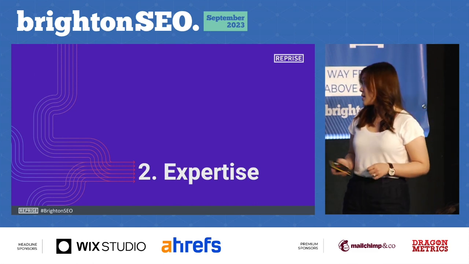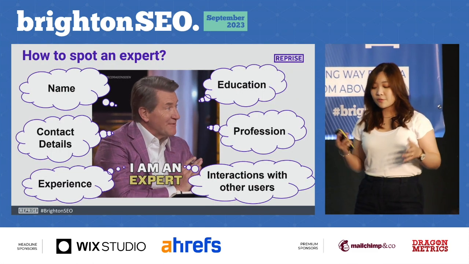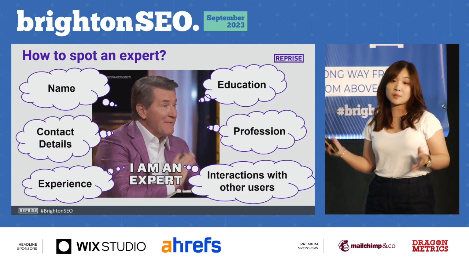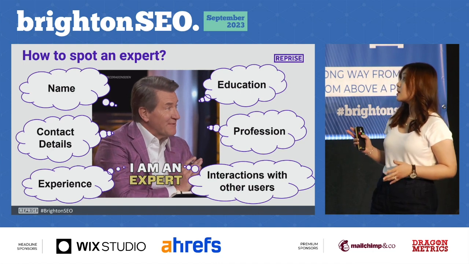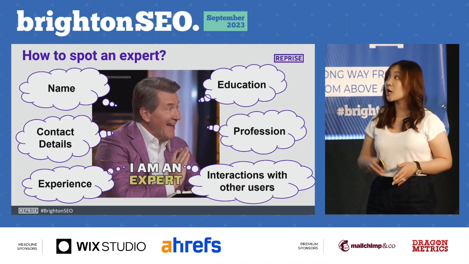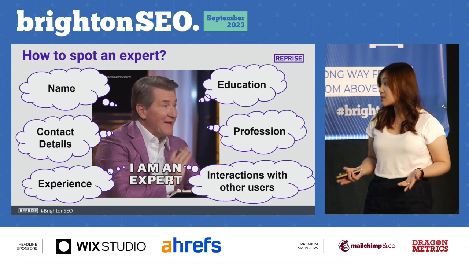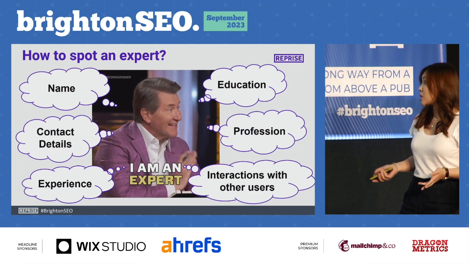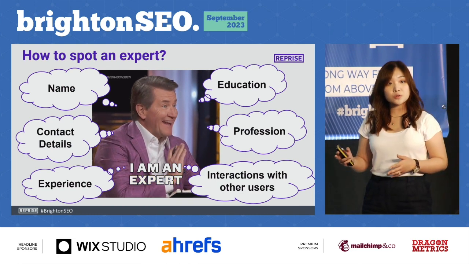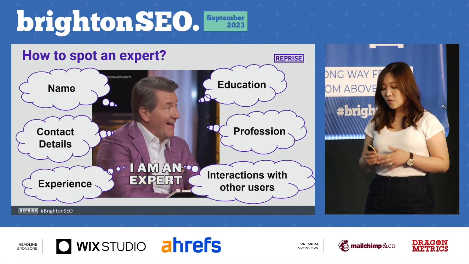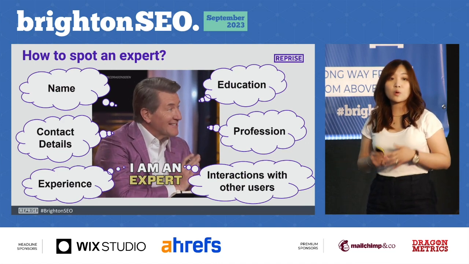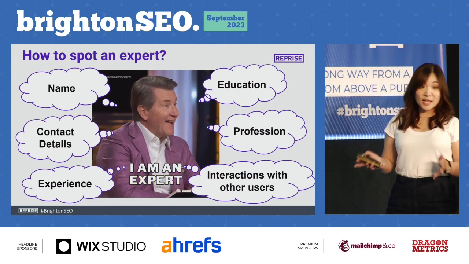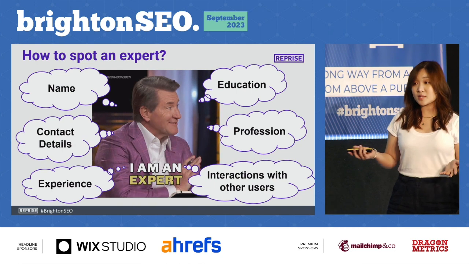The second pillar is expertise. It's a fairly straightforward concept, and there are a few things you could consider putting on your website, because users would generally rely on this to understand if someone is an expert. It could be the name of the expert, the contact details, the experience in the field, their education background, the profession, and also how other users interact with this person. For example, will people go to this person with questions or ask for their advice? So obviously, a very good instance in the SEO community would be someone like John Miller.